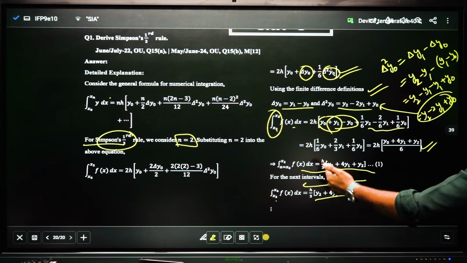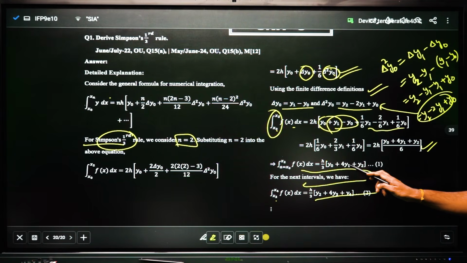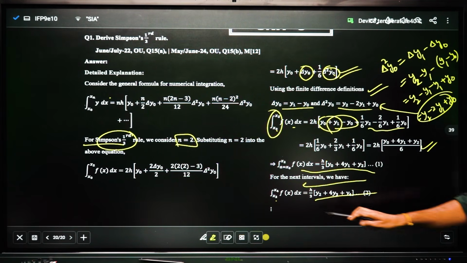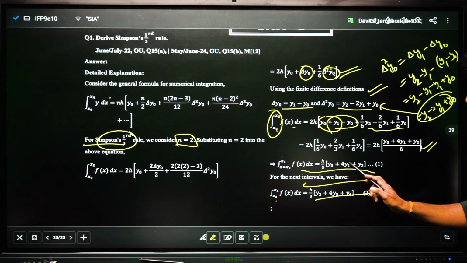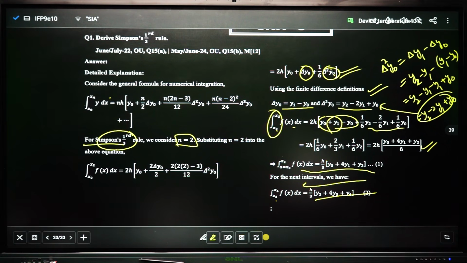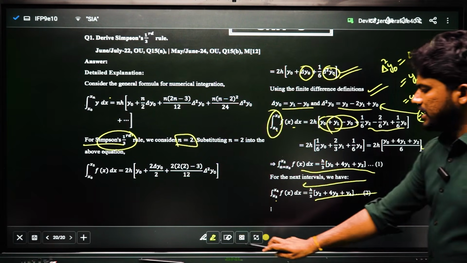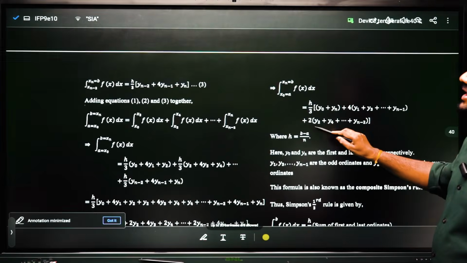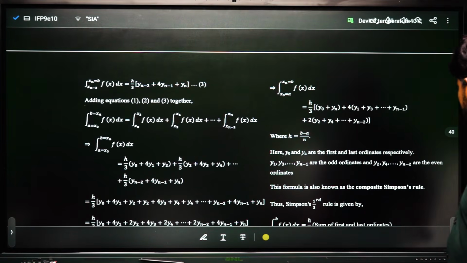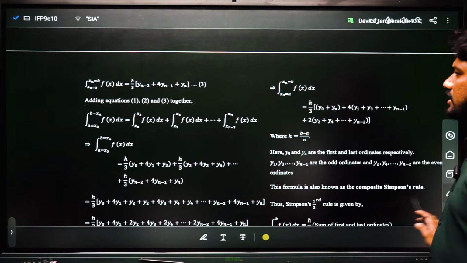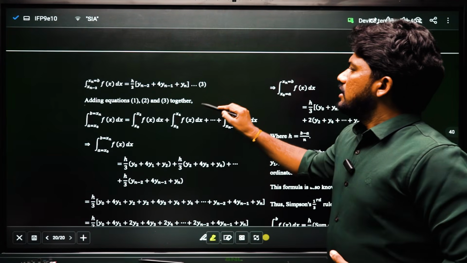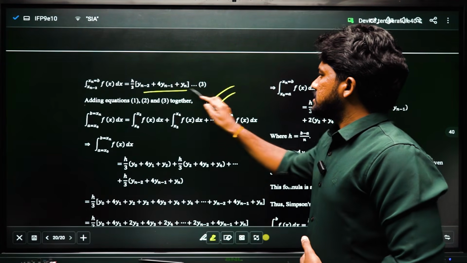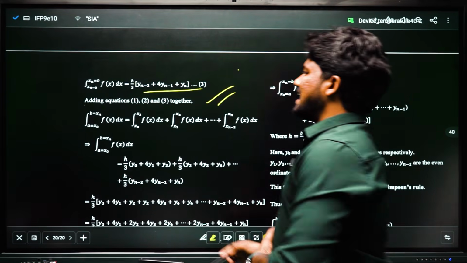Here you can see h/3 has come: h/3 of y0 plus 4y1 plus y2. Similarly for the second interval, h/3 of y2 plus 4 common, y3 and y4. Next for the third interval, the same process you have to repeat, until you get the last interval.